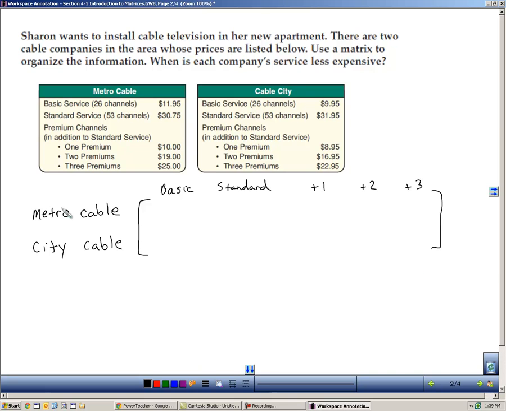And so let's compare them. Metro cable has $11.95, $30.75, and then you can go and fill the rest of these in. And now we'll do the same with city cable.